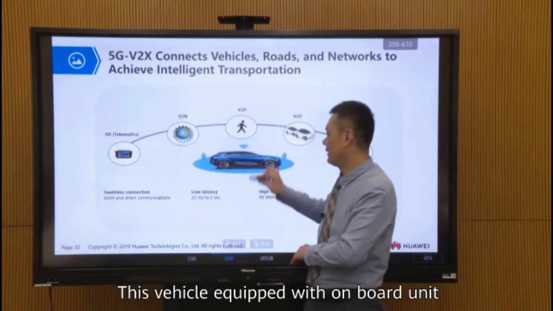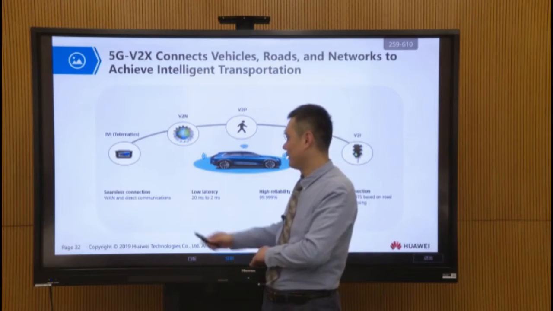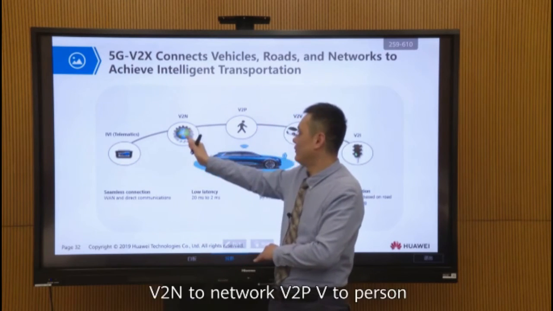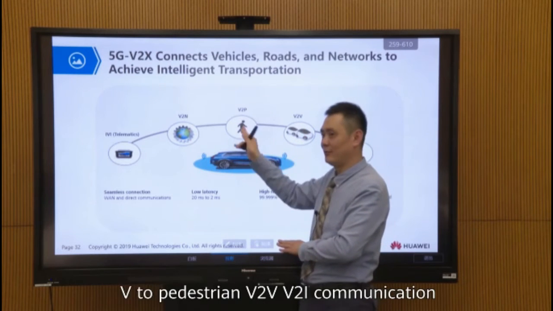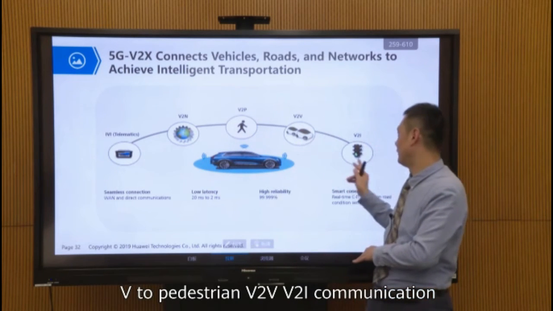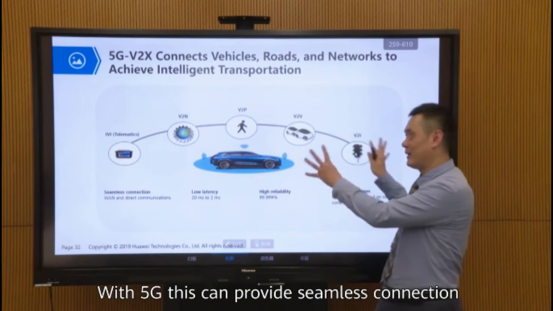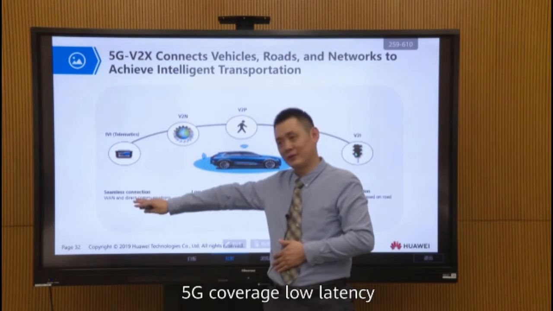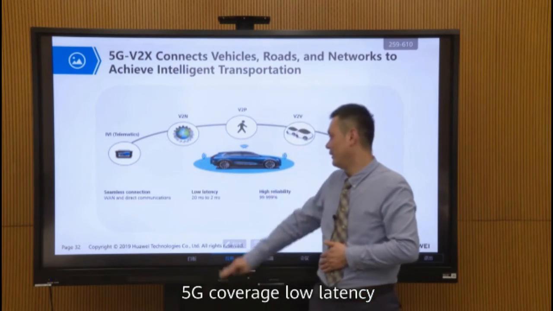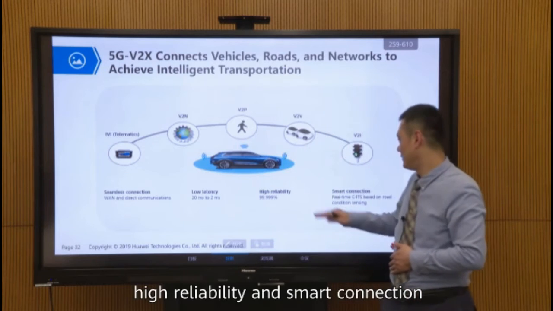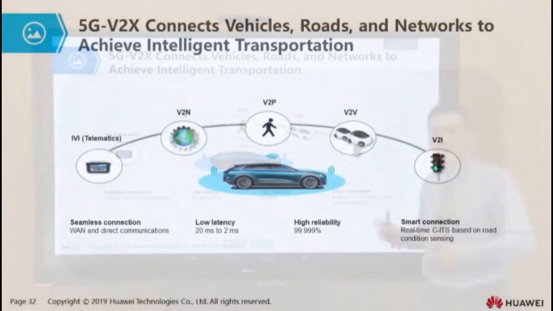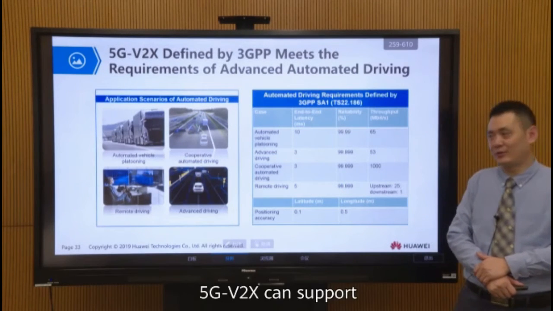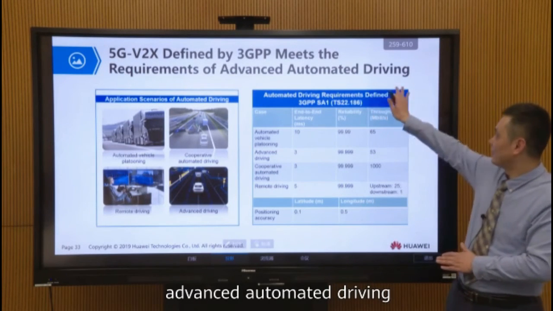And this page again shows us the C-V2X components. This vehicle is equipped with an onboard unit. It can support IVI for entertainment, V2N to the network, V2 person, V2 pedestrian, V2V, and V2I communication, and with 5G it can provide seamless connection, 5G coverage, low latency, high reliability, and smart connection. This is 5G V2X.